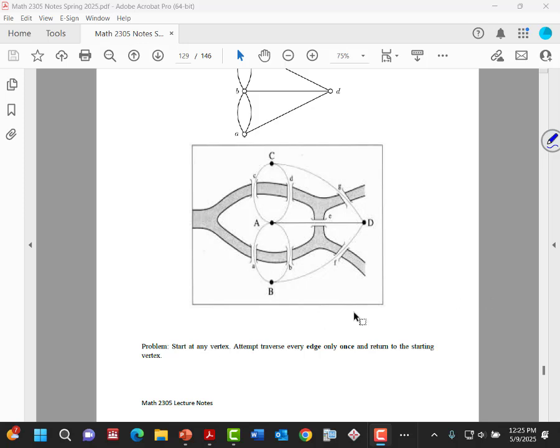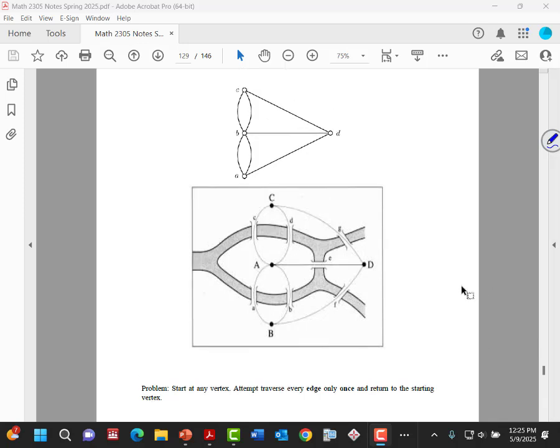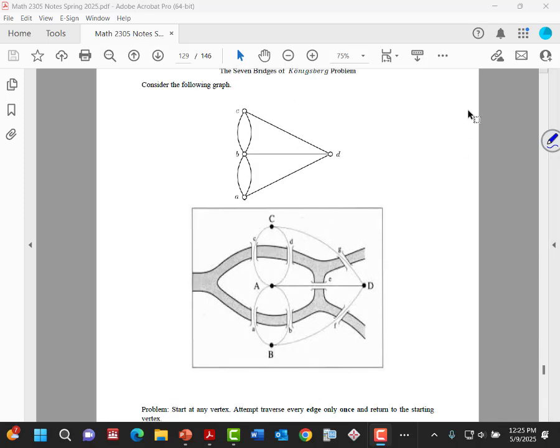And traverse every edge only once and return to the starting vertex, meaning could I possibly start at one of these vertices, which would just be on land, and then each of these edges in my graph was an actual bridge. And this is why this is called the Seven Bridges of Königsberg problem.